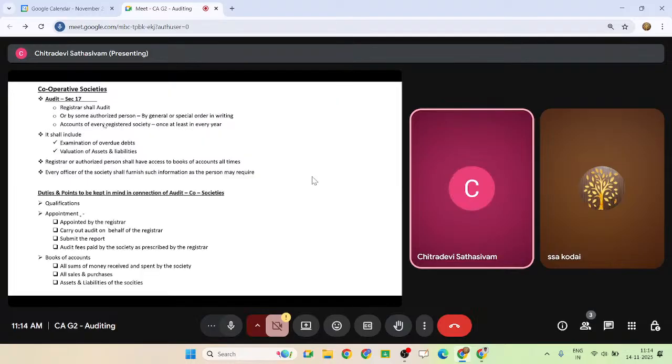Now, before going to the cooperative society, I would like to explain to you about hire purchase and leasing, which is the most important thing.